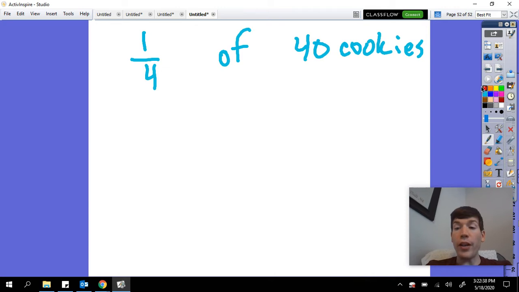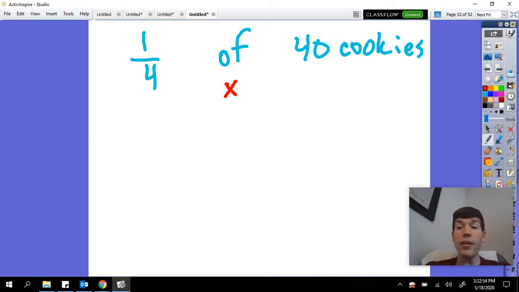Now, when we look at something like this, first off, it's important to know that what you're actually doing here is taking 1/4 of 40, which is the same as taking 1/4 times 40. So you're actually multiplying a fraction by a whole number here.